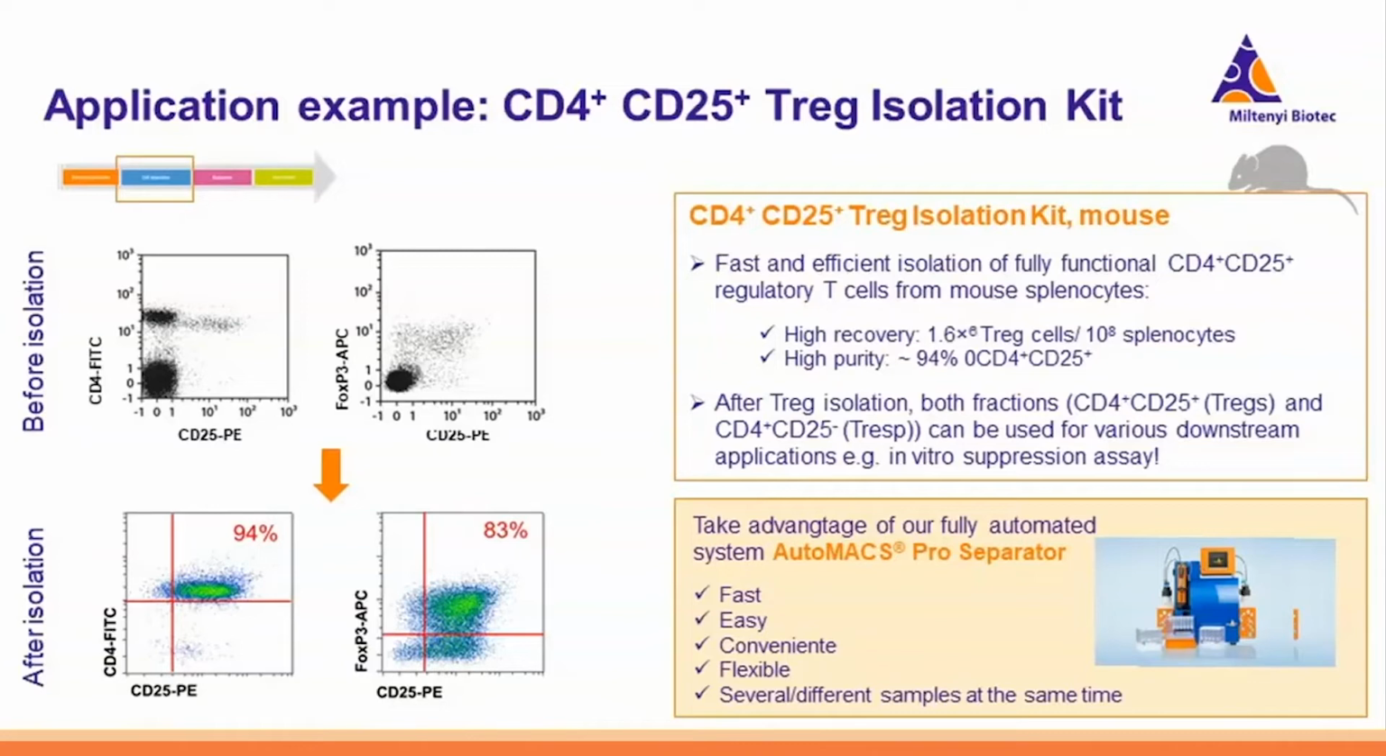I hear from lots of you, especially who are working with mouse, that you have lots of different tissue at the same time in the lab, and automation is really demanded, and also handling several samples at the same time. I would like to suggest you fully automated system, Automax Pro Separator, which works easy, fast, convenient, and flexible regarding analysis of several different samples at the same time.